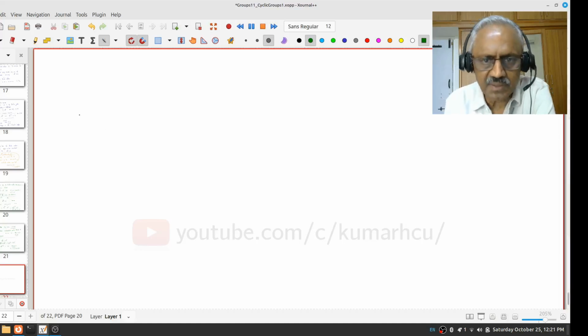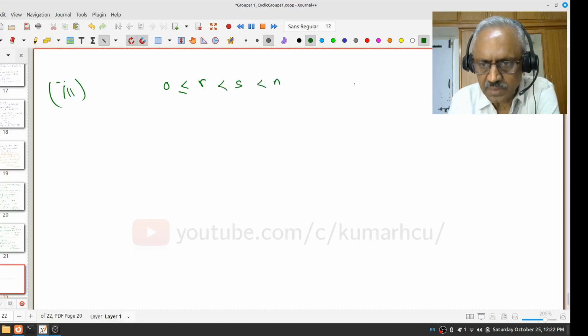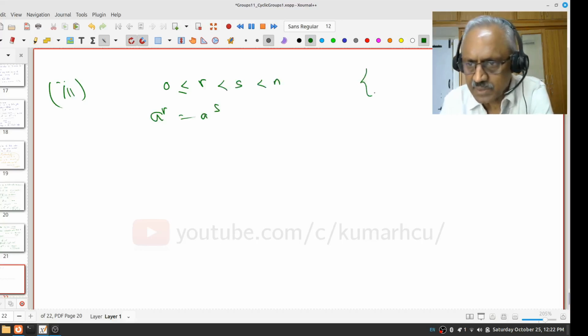Now what is the third? Third is, suppose 0 is less than or equal to r, less than s, less than n, right? Suppose a to the power r equals a to the power s. All elements here, we want to say they are all distinct. All these elements are distinct.